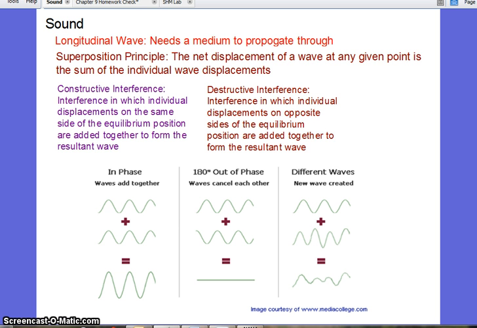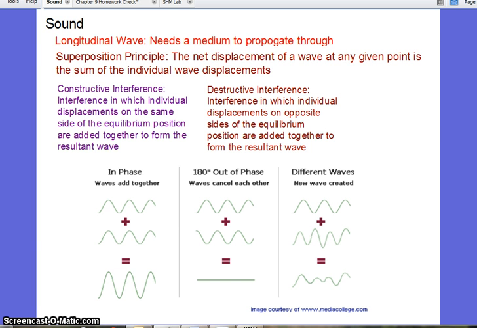Now, if we have more than one type of wave, which is usually the case, more than one type of sound wave, they will combine together. The way they combine together is called the superposition principle, which says that the net displacement of a wave at any given point is the sum of the individual wave displacements. Now, sometimes they add together, which we call constructive interference, and sometimes they cancel out, which we call destructive interference.